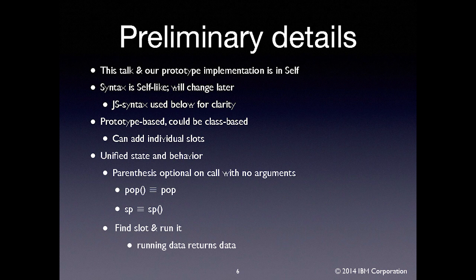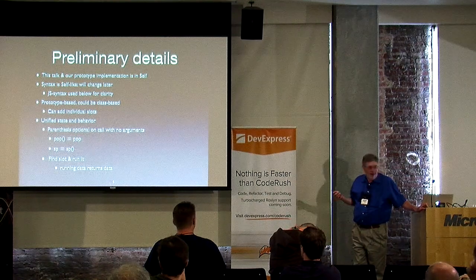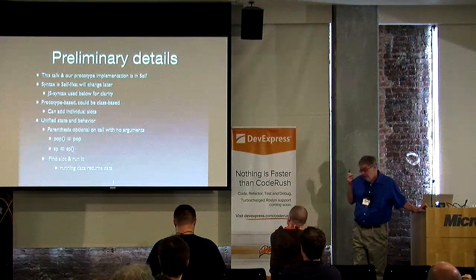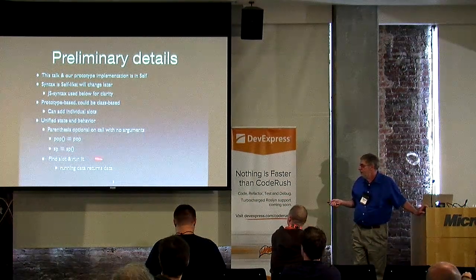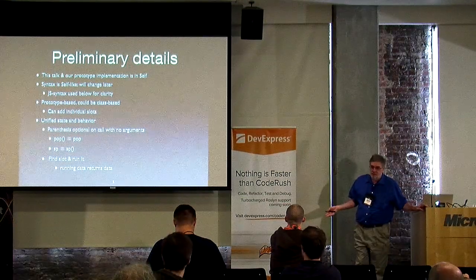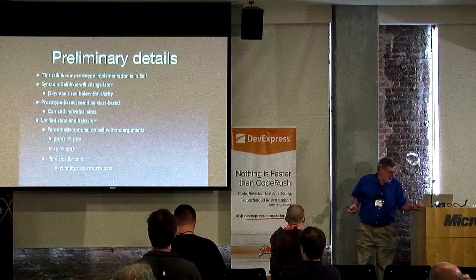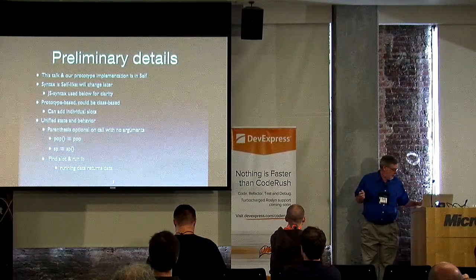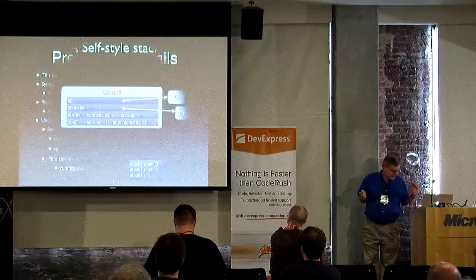But because it's prototype-based, we talk about individual slots. State and behavior are unified, so there's no difference between pop with parens and pop without, or accessing a variable either way. And just like what you're all familiar with, the particle of computation is to find a slot and run it. If the slot has data, it just returns those data. But the interesting thing is going to be how that is found.